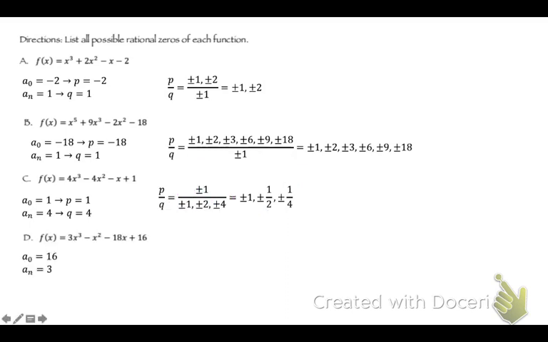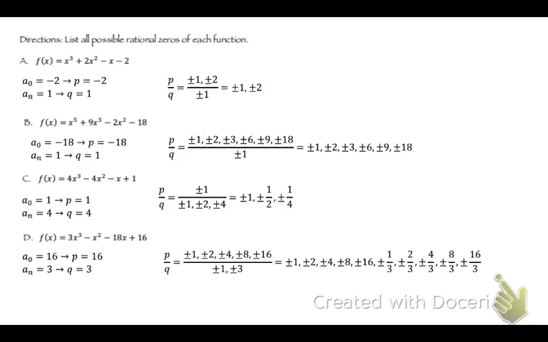Okay, this last one, 16 and 3. So that's going to be plus or minus 1, 2, 4, 8, and 16 if you write the factors of 16. The factors of 3 are just 1 and 3. So if we divide all those by 1, you're just going to get 1, 2, 4, 8, and 16. Now if we divide them by 3, we're going to get 1/3, 2/3, 4/3, 8/3, and 16/3. Okay?